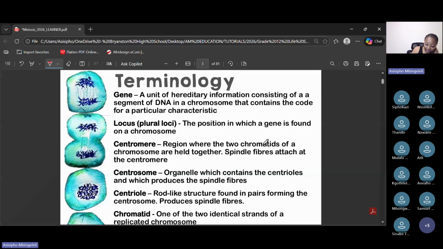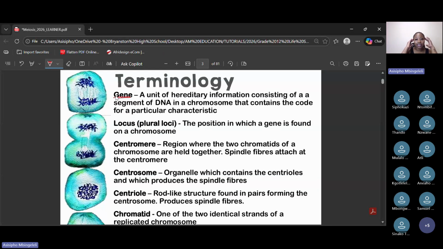Now, the first terminology that we are speaking about here is a gene. Please take note of the spelling. It's G-E-N-E, not the jeans that we wear, not the pair of jeans. And it happens a lot at the marking center where learners write J-E-A-N, and you're not going to get a mark for that.